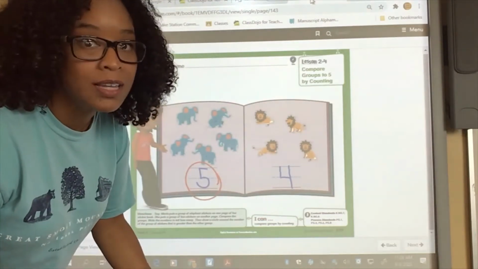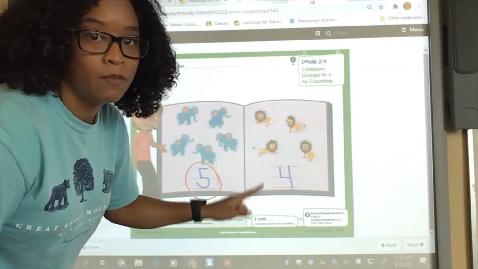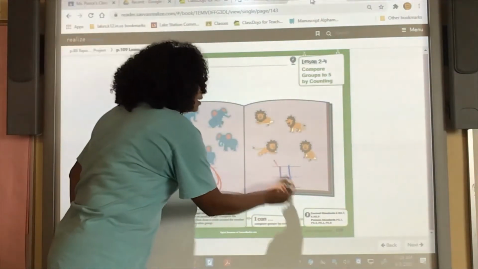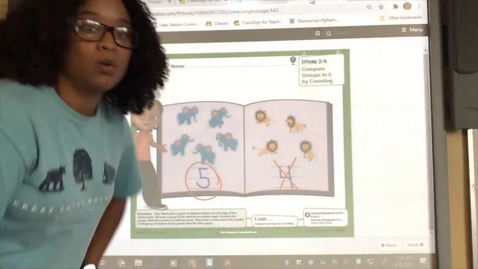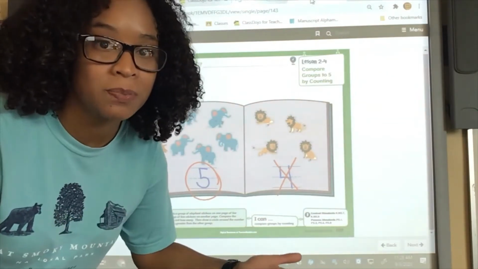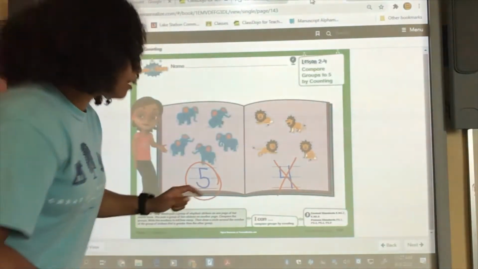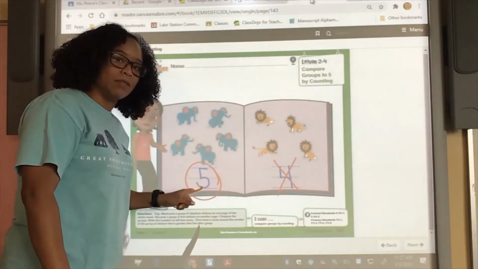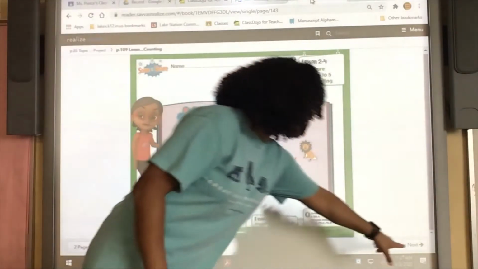So 4 is less than. It is smaller. So what am I going to do with that number 4? I'm going to put an X on it because that is less than. That is smaller. So we're just comparing number groups, and remember, comparing just means checking out something that's the same and different. And right now, these are different because 5 is greater than or bigger than 4. All right, I'm going to turn the page.